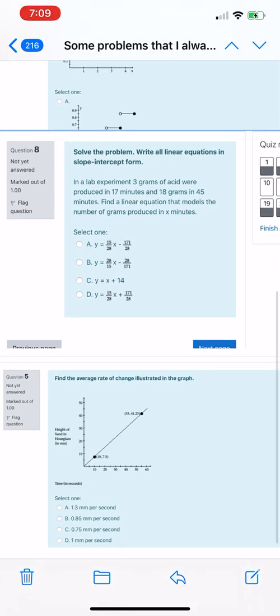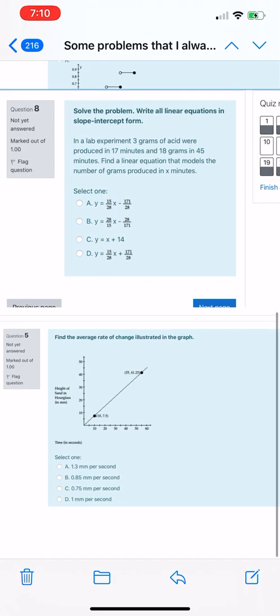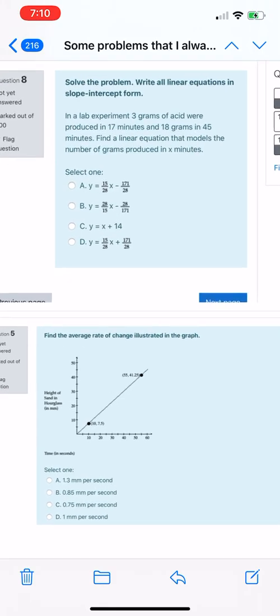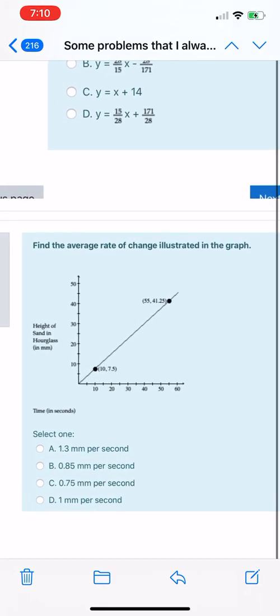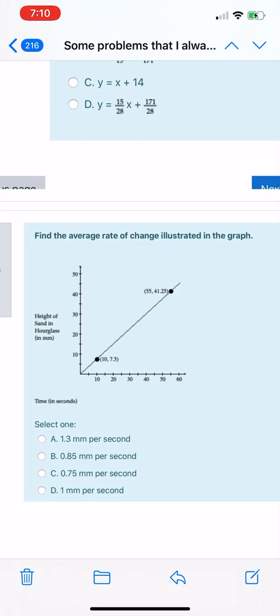We've done the exact same thing in class. You just switch out the numbers, all right? So list out your ordered pairs, and then it's the exact same thing. And again, down here, the average rate of change, again, basically just find the slope. So y2 minus y1 over x2 minus x1.